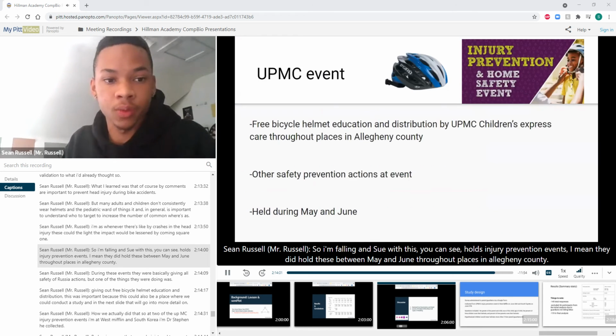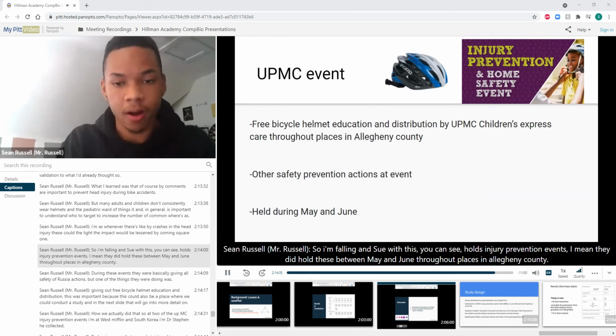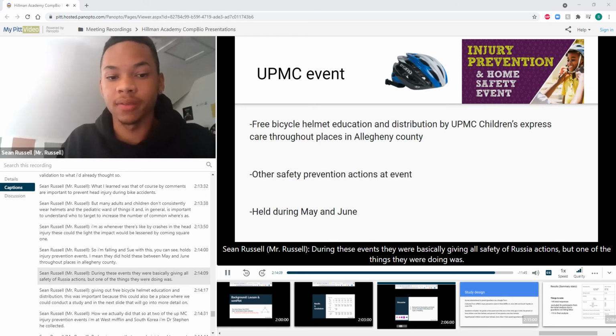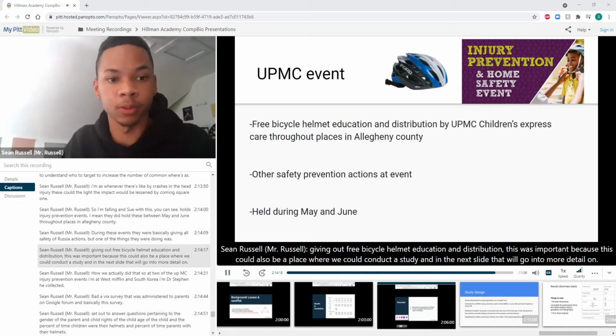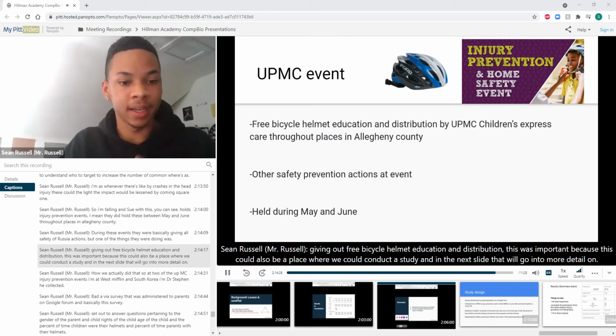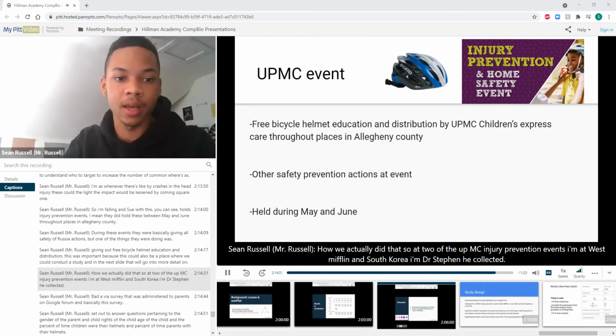Following suit with this, UPMC holds injury prevention events. They held these between May and June throughout places in Allegheny County. During these events, they were giving out safety prevention actions, but one of the things they were doing was giving out free bicycle helmet education and distribution. This was important because this could also be a place where we could conduct a study. In the next slide, I will go into more detail on how we actually did that.